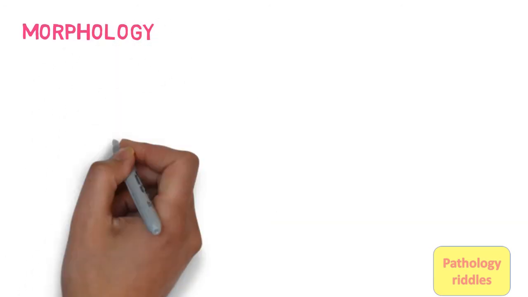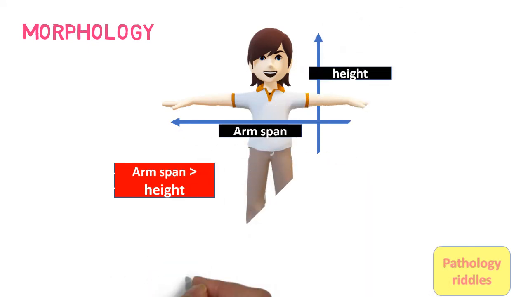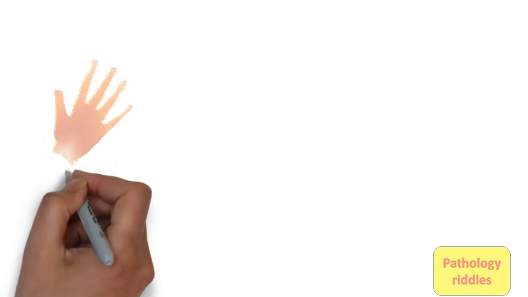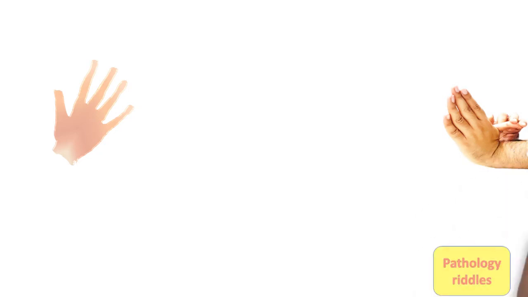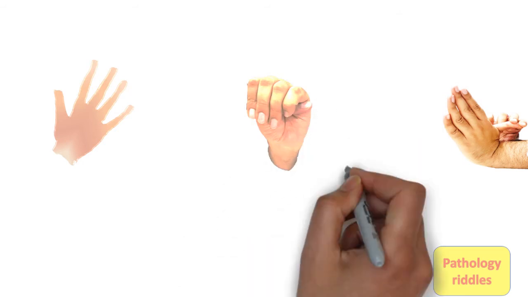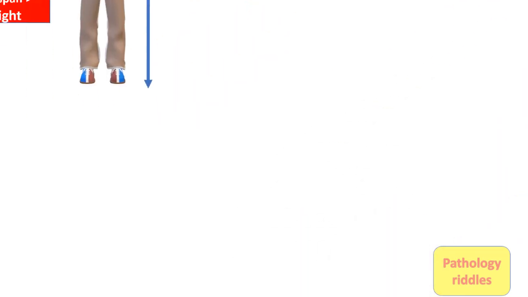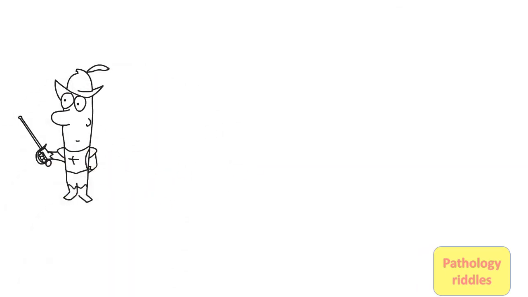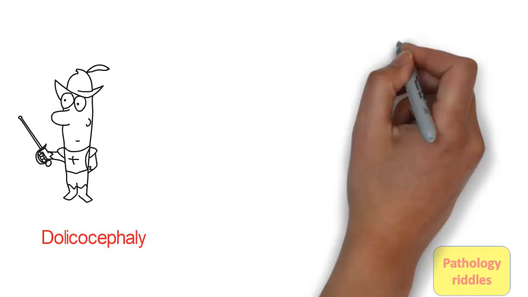Coming to morphology. Patients are unusually tall in height with extremely long extremities. As you can see here, the arm span is more than height. The patients have long, tapering fingers and toes. Unusually flexible joints, like the thumbs, can be hyperextended back to the wrist, or the thumb juts out when enclosed by fingers. They are also long-headed or dolichocephalic, with frontal bossing and prominent supraorbital ridges.